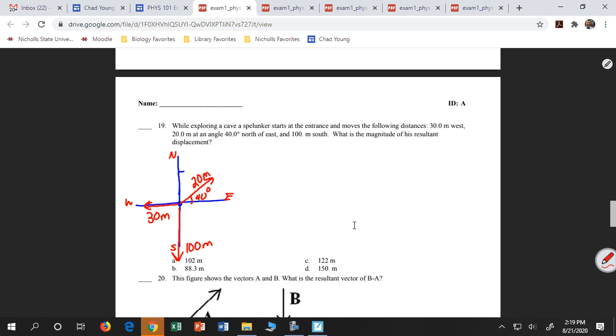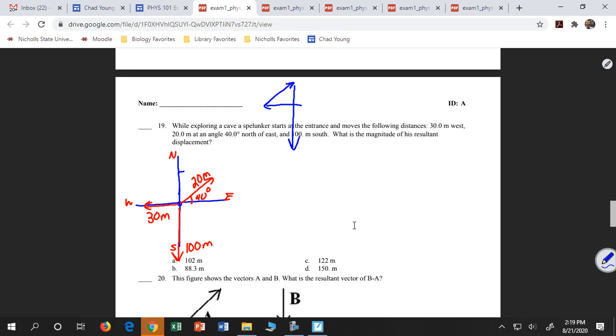Just FYI, I'm going to trace out this spelunker's path. Let me show you up here. It looks like this, then like this, and then like this. Those are the three vectors, but in this figure, I've oriented them all towards the origin of that coordinate system.